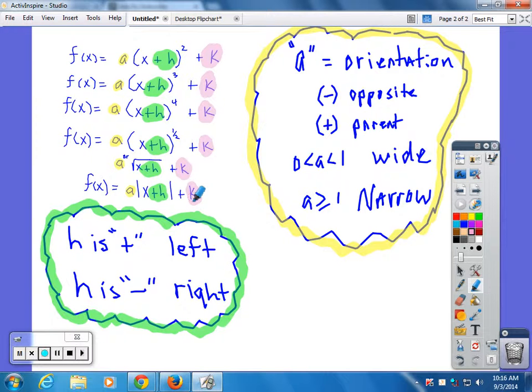K is going to be pretty normal. Positive up, negative what? Down. So K is going to be equal to a positive. That means up. K equal to a negative. That means down. And that is your vertical shift.